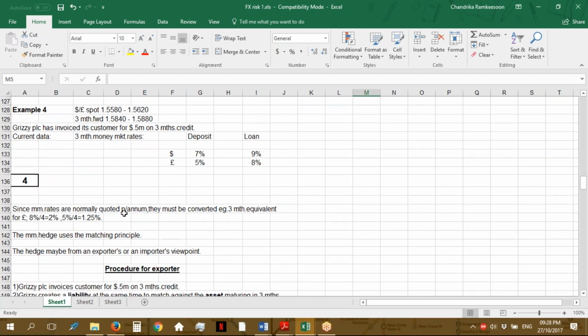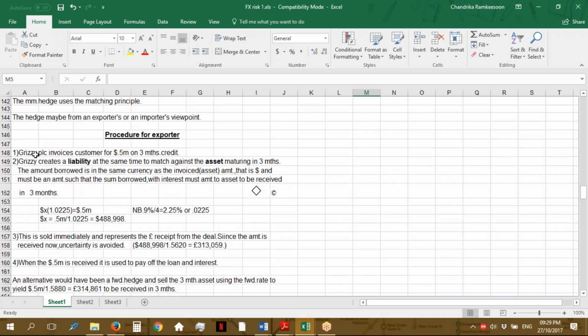Since money market rates are normally quoted per annum, they must be converted. Example, the 3-month equivalent for sterling would be found by taking 8 and dividing it by 4. Literally we're saying, well, this is the 12-month rate, we need the 3-month rate, so divide by 4. And don't forget this, it is important. And usually when you do that, the rate, of course, would be quite small.